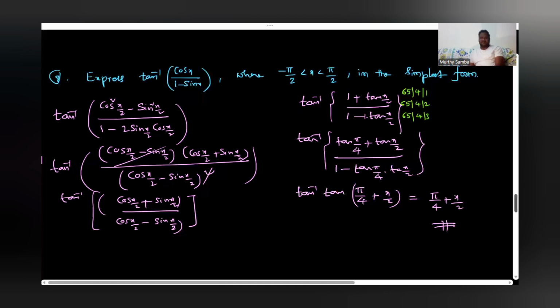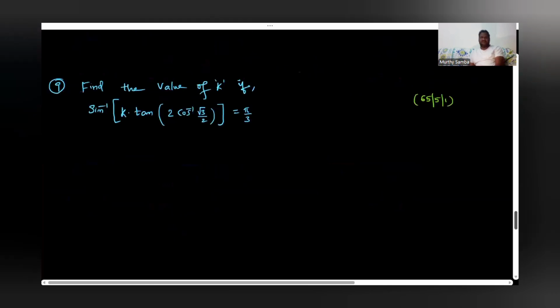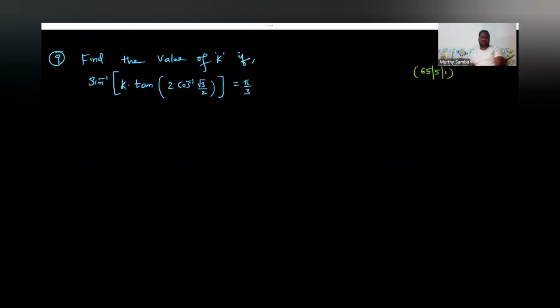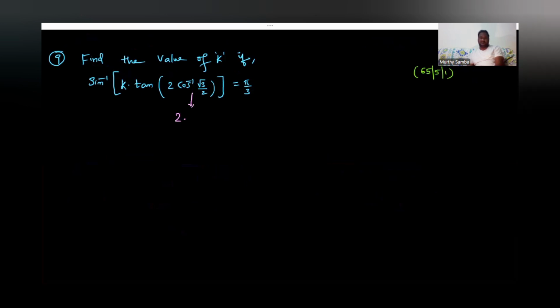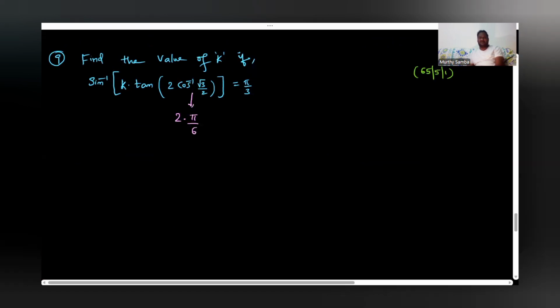And coming to the next problem, this is the ninth one. So it is very simple if you just go in a particular order. 2 cos inverse root 3 by 2. First of all, cos inverse root 3 by 2 is how much? Cos how much is root 3 by 2? Cos 30 degrees, right? So cos inverse root 3 by 2 is pi by 6, since 2 ones and 2 threes are 6.